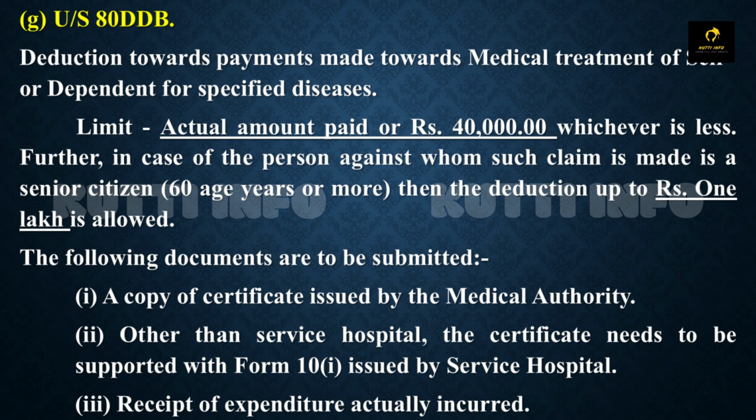Section 80DDB: deduction towards payments made for medical treatment of self or dependent for specified diseases. Limit: actual amount paid or 40,000 rupees, whichever is less. Further, if the person for whom the claim is made is a senior citizen, 60 years or more, then a deduction up to Rs 1 lakh is allowed. The following documents are to be submitted: a copy of the certificate issued by the medical authority. Other than a service hospital, the certificate needs to be supported with Form 10I issued by a service hospital. Receipt of expenditure actually incurred.